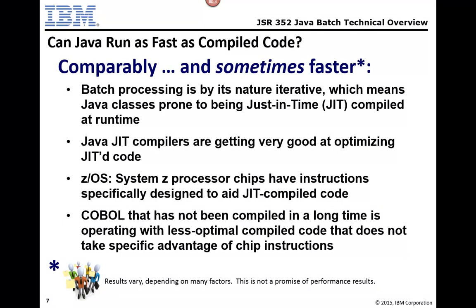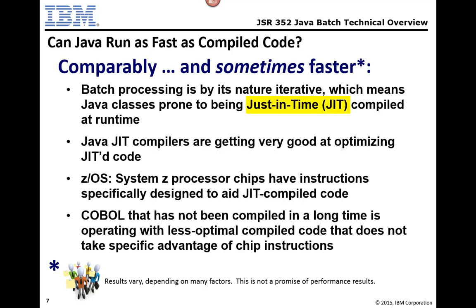A question that often comes up is this: can Java run as fast as compiled COBOL? The answer is yes, it can run comparably fast and sometimes faster. Well, please note the asterisk and the note about how results vary. Performance testing and results are based on many factors, and the results you see may not be what we saw in the test lab. We're not promising performance results with this chart. Back to Java being comparable to compiled COBOL. How can that be? Java is an interpreted language, right?